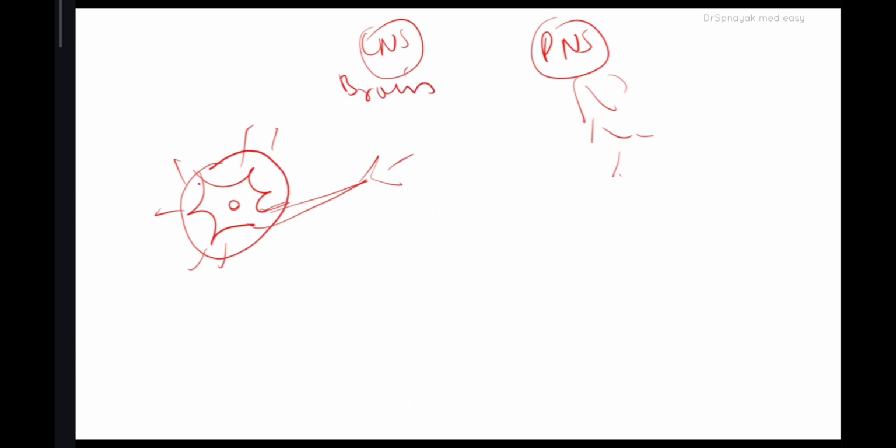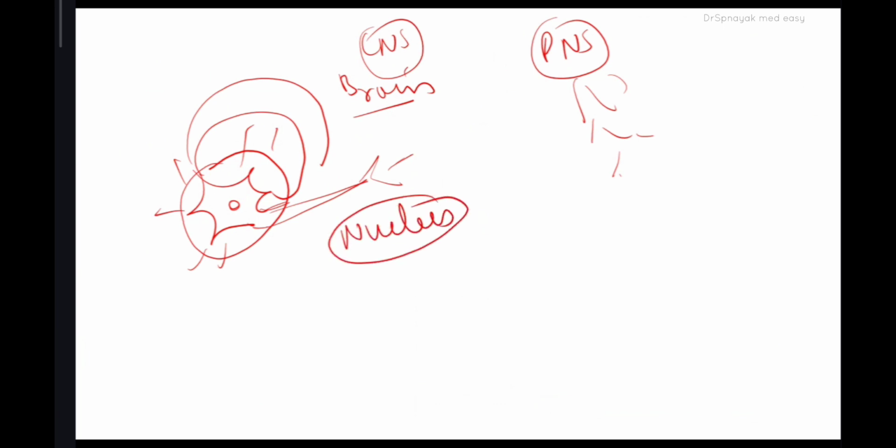Actually, for better understanding, let me tell you, this is a nerve cell, right? And this is an axon, and here we have dendrites. This cell is a cell body. We have two systems: the central nervous system and the peripheral nervous system. Peripheral nerves mean we have nerve fibers, and in the central nervous system we have the brain. All the cell bodies in the brain will form a group together, and that will form a nucleus. Nucleus is the term given for the group of cell bodies in the brain.